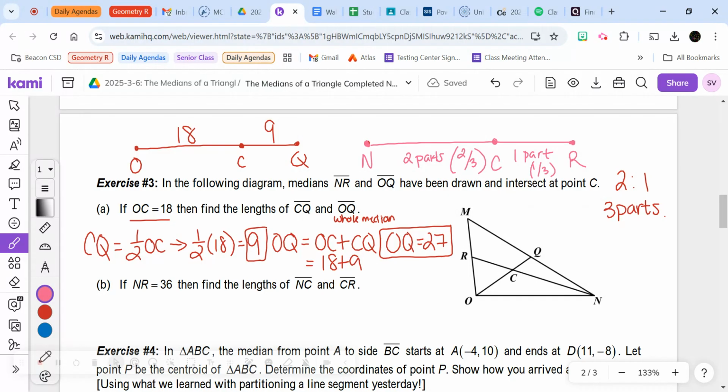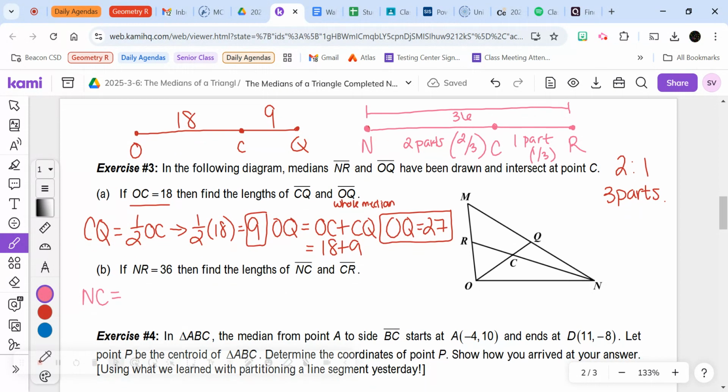Okay, so NR, we're told that the whole entire thing is 36. Okay, and then we need to figure out what the lengths of NC and CR are. So what we're going to do is take the fractions of the parts that we have for each piece of it, and multiply that with the full length. We actually had a homework question on this yesterday. I believe it was question 6 that you guys had to do this on. So to find NC, I'm going to take my fraction, which is the 2/3, and multiply that by the 36.